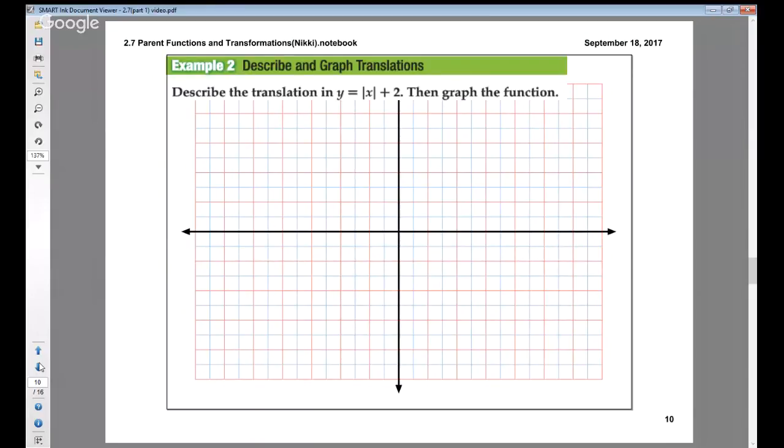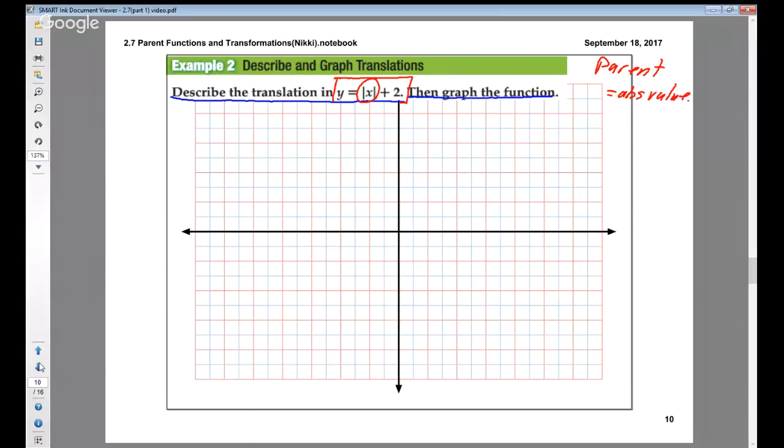So on the next slide, we have a graph, and at the top it says that we're going to describe the translation of the graph y equals the absolute value of x plus 2, and then graph the function. So the first step is we're going to take a look at this function, and we're going to ask ourselves, what is the parent? And of course, look at the absolute value of x. That tells us right away that our parent, I'm going to write over here, is the absolute value parent function.